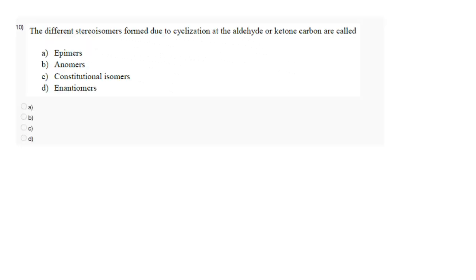Next question: the different stereoisomers formed due to cyclization of the aldehyde are called epimers, enantiomers, constitutional isomers, or anomers? Anomers, right option.